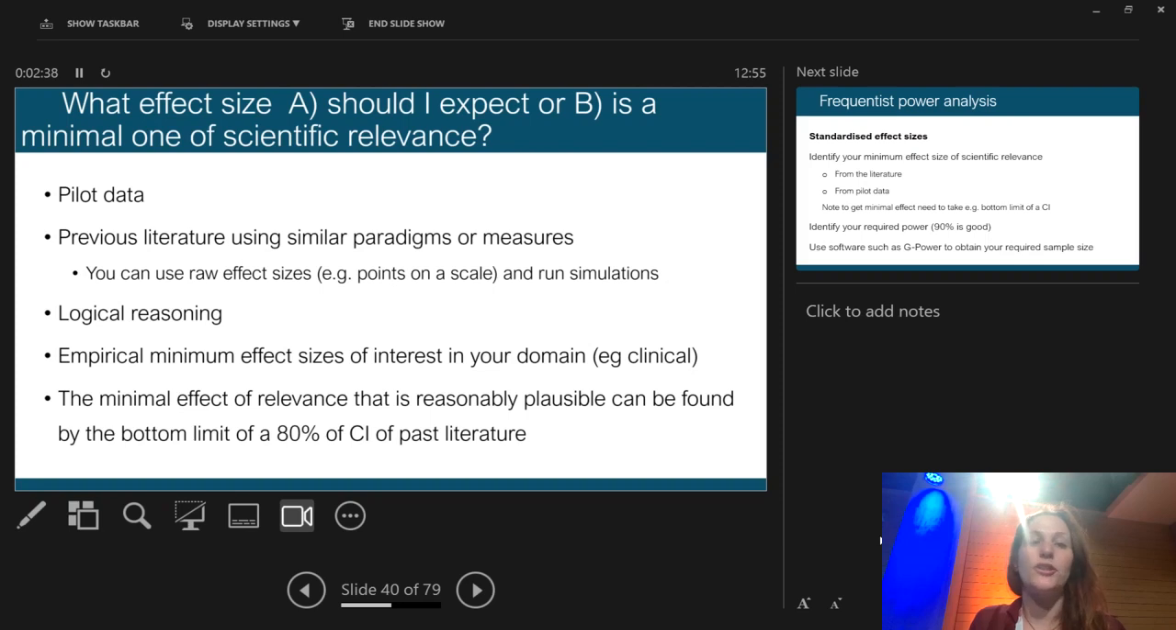You can use logical reasoning. So, for example, I know based on some clinical standards that I need at least this big a treatment effect. Therefore, anything smaller than that is effectively zero to me. So you could do something like that. Or, as Zoltan's already mentioned, you can take the bottom of an 80% confidence interval from the literature. Depending on the domain that you're in, some of these will be relevant to you, some of these won't. But the purpose of putting them on the slide was just to highlight that there are lots and lots of tools available, and it's about thinking which one is going to work best for you.